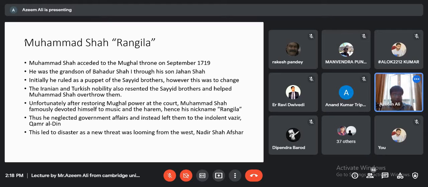But unfortunately, after restoring Mughal power at the court, Muhammad Shah famously devoted himself to music and the harem, hence the name that I mentioned, Rangila. And he delegated government affairs and left them to his vizier, Kamil al-Din. And this led to disaster, as a new threat was looming from the west, which was Nadir Shah.